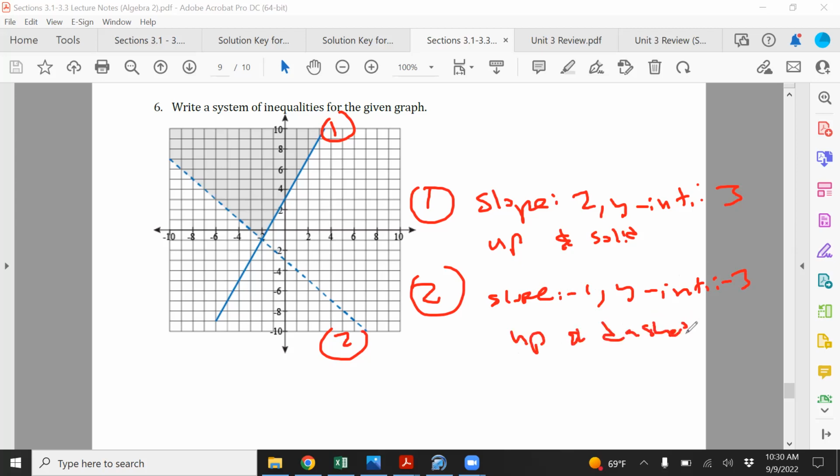Why am I going up again? Because you're going above that dashed line, right? You're going above it, so you're going above the solid line, going above it also. So now when I write it, inequality 1 is y is greater than or equal to 2x plus 3. And for the second, y is greater than -x minus 3. Voila. There we go. Did that help, AJ? Yeah. So that's the thought process you want to go through.